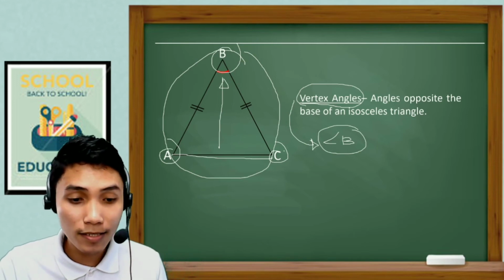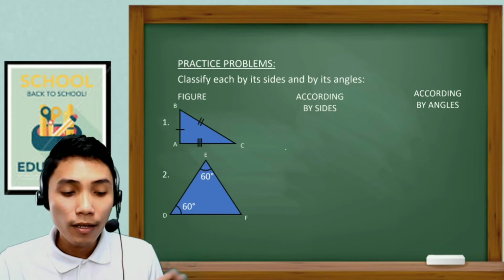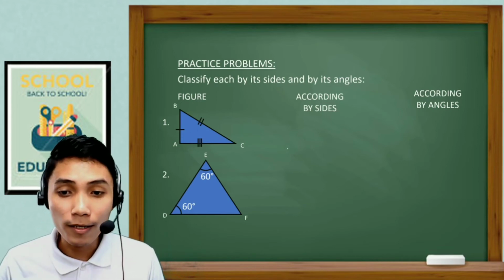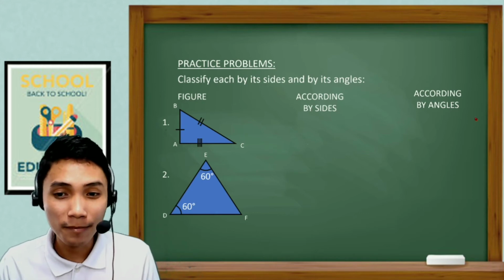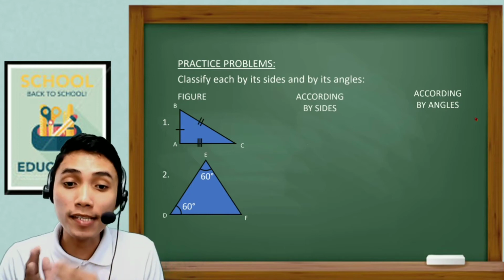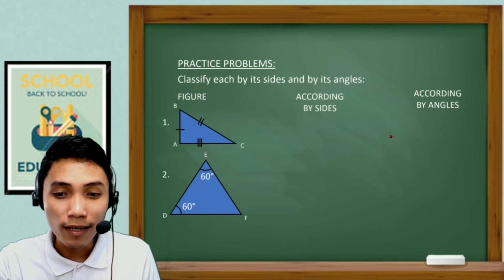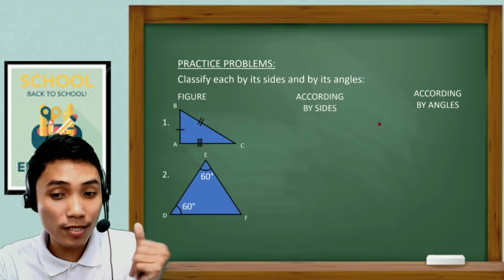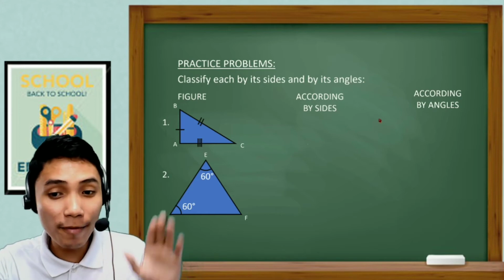vertex angles. Okay? Now, class, I want you to prepare a piece of paper and answer this problem. Okay? So classify each figure by its sides and by its angles. Okay, so I'll give you 5 minutes to answer this problem. Okay? See you in 5 minutes.